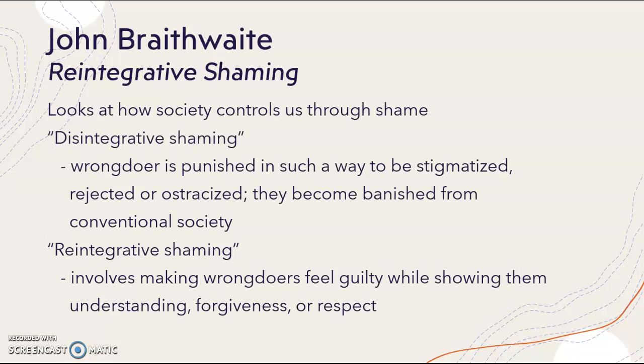John Braithwaite believes reintegrative shaming could be used to help reform criminals rejoining society. The U.S. currently engages in disintegrative shaming, described as the wrongdoer is punished in such a way to be stigmatized, rejected, or ostracized. They become banished from conventional society. Reintegrative shaming involves making wrongdoers feel guilty while showing them understanding, forgiveness, or respect. This is seen as common in more communitarian societies such as Japan.